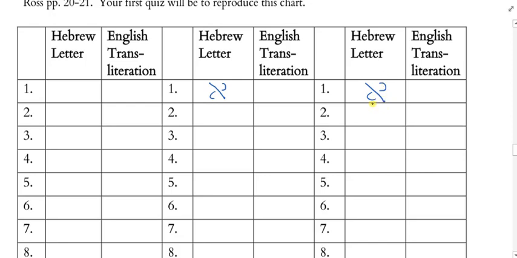Some letters will descend below the line of the bottom of the square. Some will start above, and then some are skinny. They basically take up about the space of half a square. And we'll talk about the skinny letters as we come to them. Now, what does the aleph sound like?